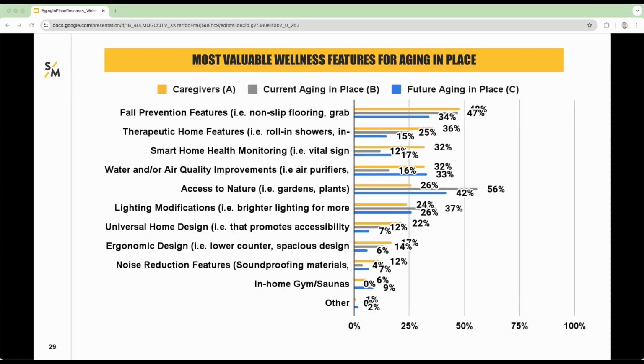Looking a little bit more broadly here at wellness features, maybe we take that limitation off, right? You don't have to list a single one now. We want to hear what you would have when you had the option to choose everything. So when we gave folks the choice to choose multiple options, we see a lot more distinctions between the needs of caregivers and the needs of those who are actually doing the aging in place. Now, fall prevention features, of course, ranked highly across all audiences, but we noticed immediately that both access to nature and lighting modifications were more valuable to both current and future aging in place persons than to their caregiver counterparts. In fact, access to nature rose to the top of both of those specific audiences.